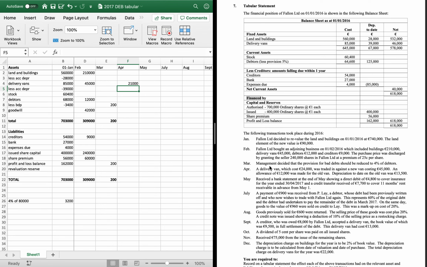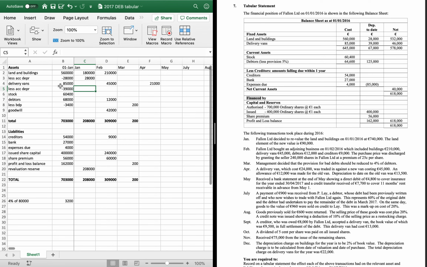Depreciation to date on the old van was 13.5. So if you don't have the van, you don't have its depreciation. Now remember, depreciation is a minus here. So to get rid of that minus, you have to add it back on. So that 13.5 gets added on there. And that brings you up to 34.5. So what else has happened?